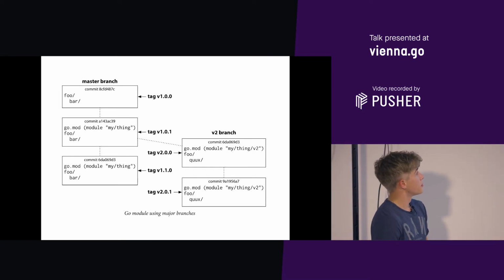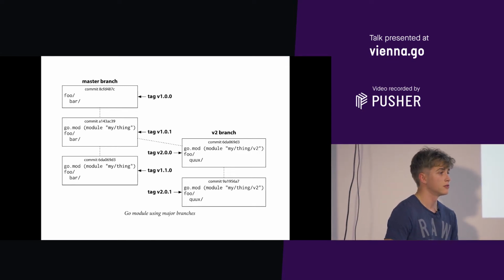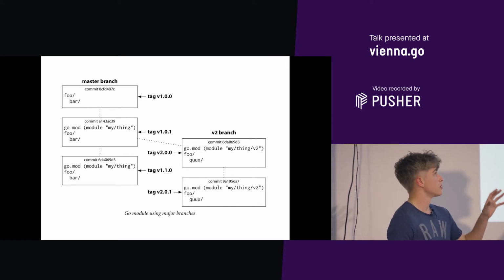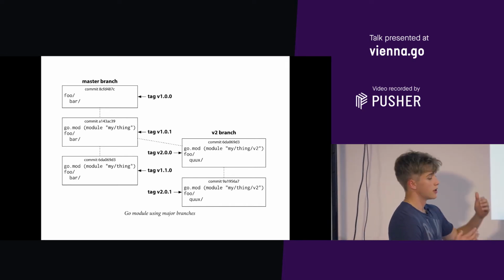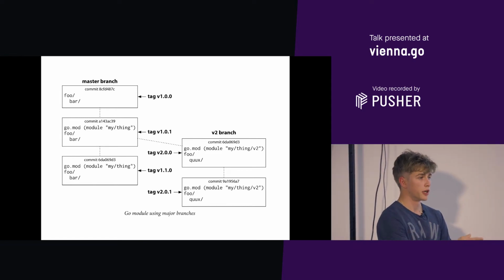This is an example from the proposal of Vgo. There's an official proposal now. And this is what the developers assume people are working like. Like they assume that you have major branches, basically. So you have a version 1 branch, a version 2 branch, and so on.